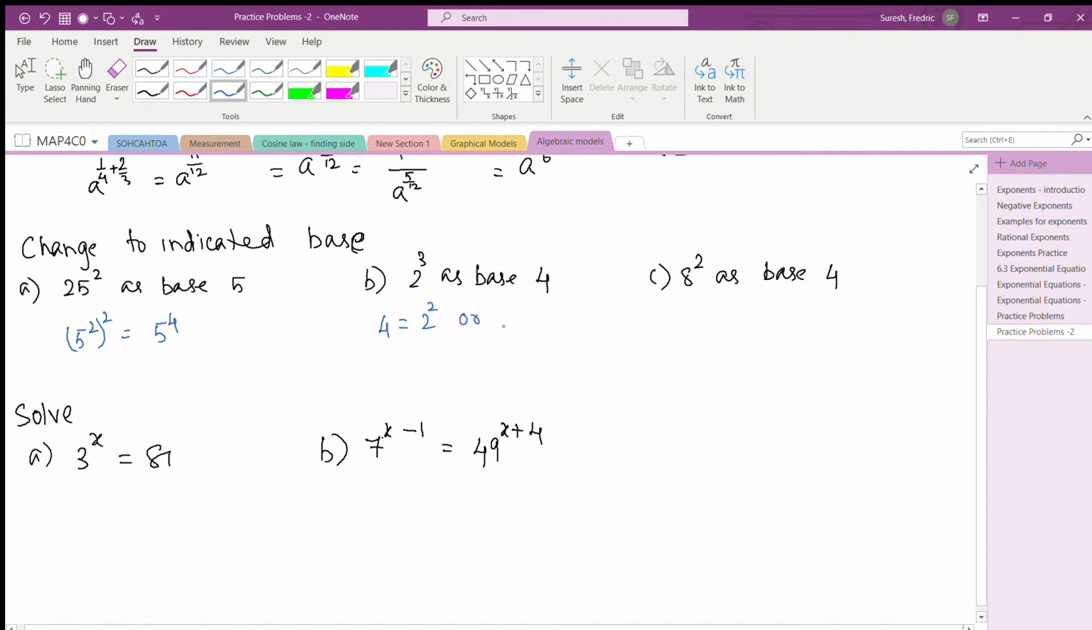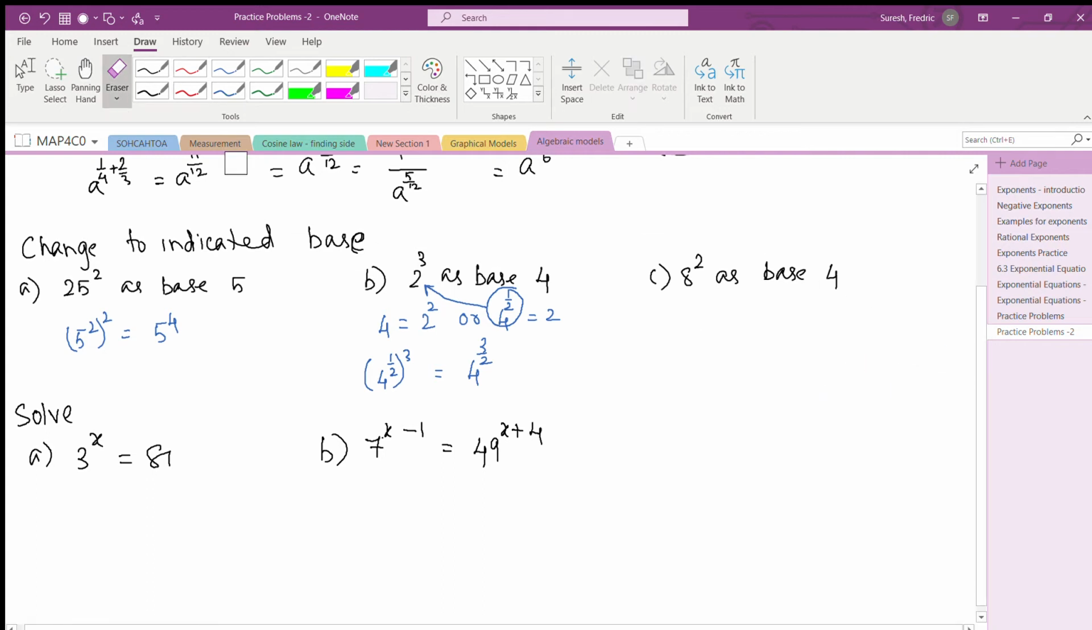Or if I do the opposite, the square root of 4 is a 2. So I'm going to substitute, instead of the 2, I'm going to substitute 4 to the power of half. So I have 4 to the power of half to the power of 3. And now I apply the power rule, and I have to go half multiplied by a 3 is 3 over 2. So my answer is going to be 4 to the power of 3 over 2.